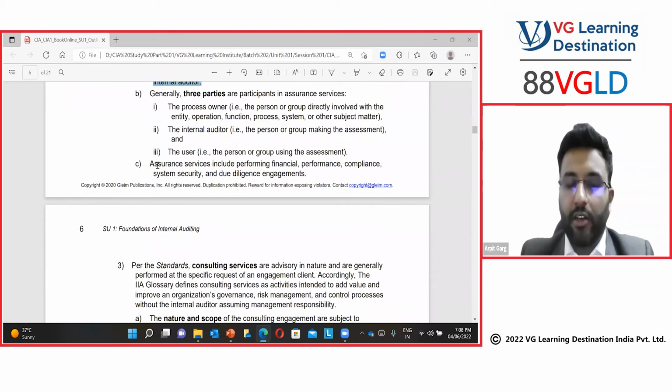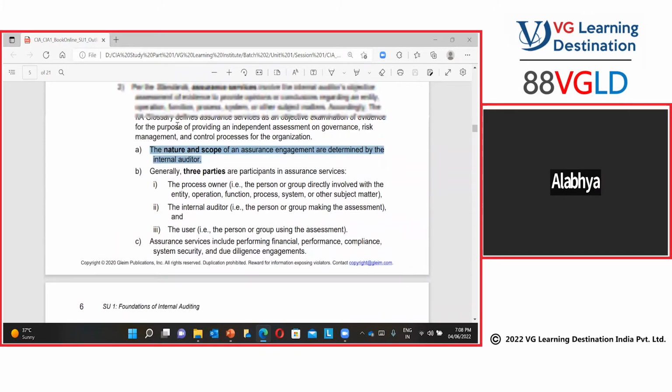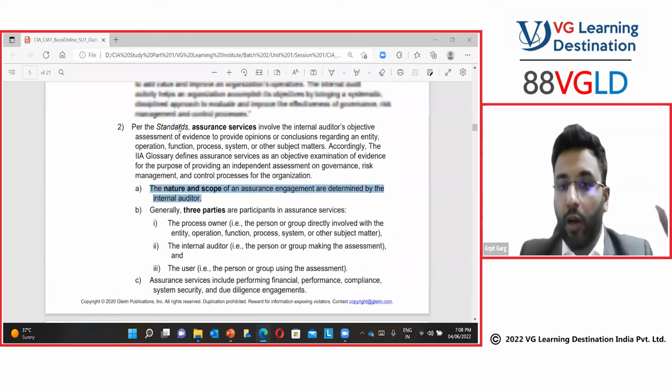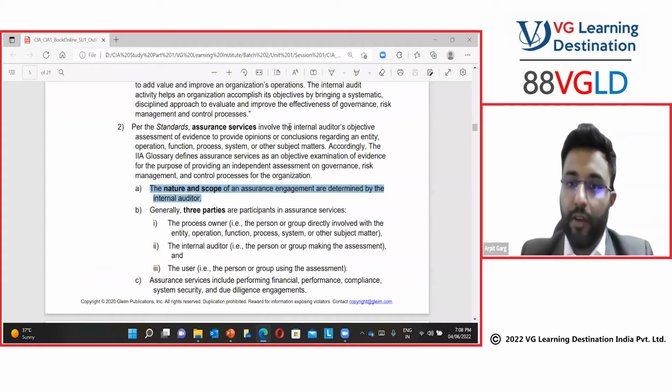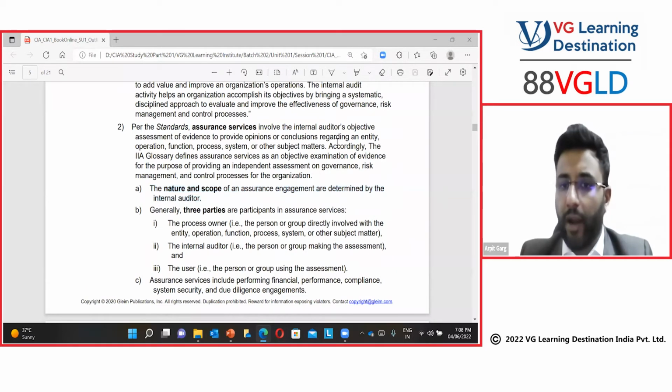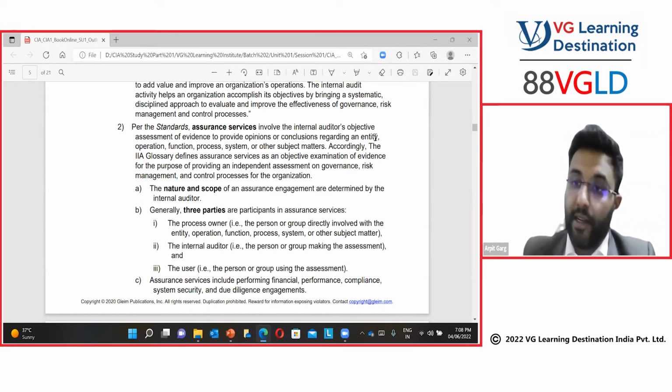Perfect. And assurance services include performing financial, performance, compliance, system security, and due diligence audits. Right, folks? So this is all important. You all need to remember what assurance services are. This is exactly what we have covered. We have talked about independent, objective examination, providing conclusions regarding entities, operations, functions, processes, systems, or any other subject matters that we are looking at when we are doing an assurance engagement. Folks, entity is something when we're doing an entity level audit, right?